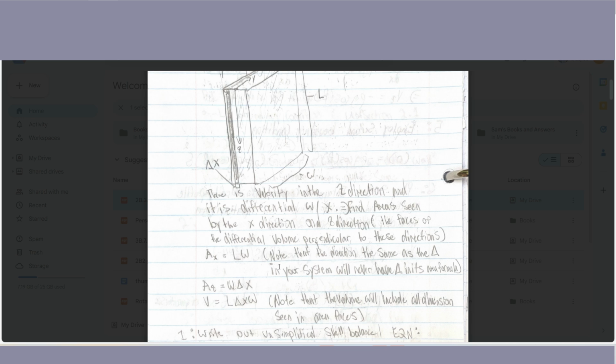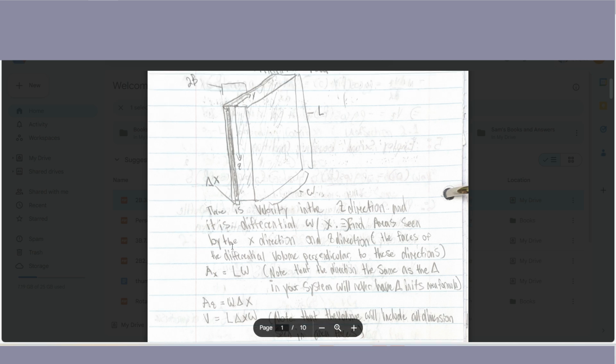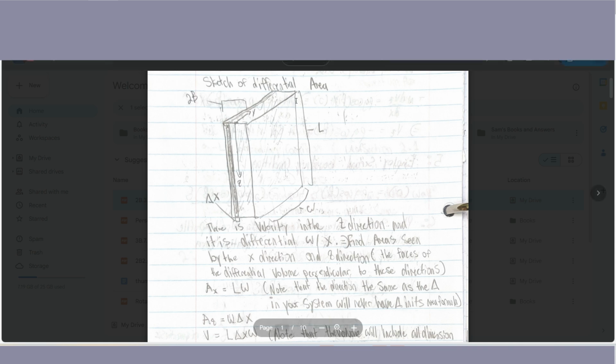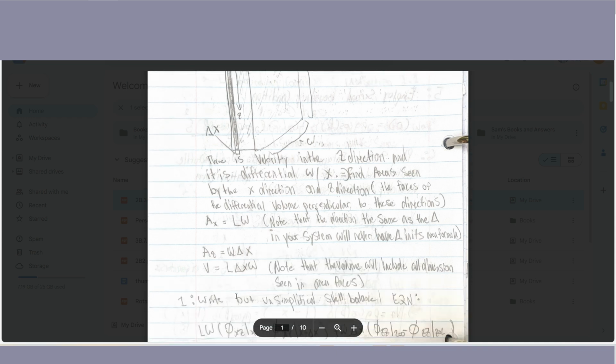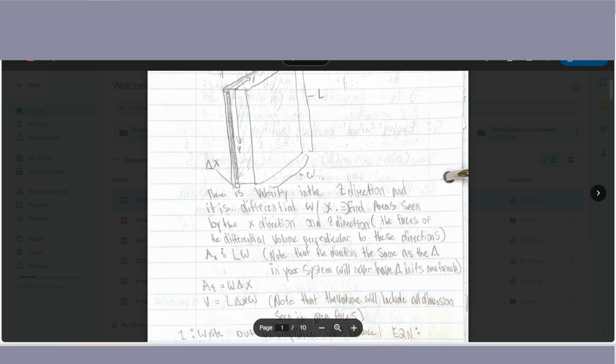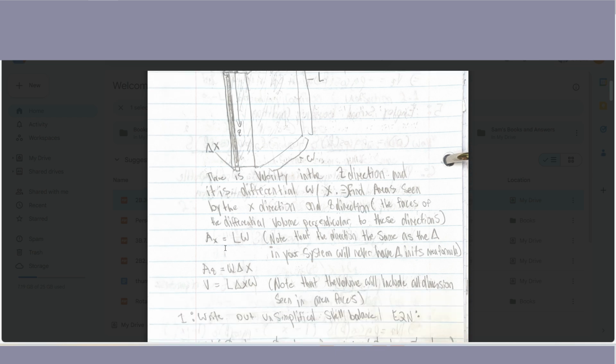The area perpendicular to the x direction would be this face here. That's just L times W. So AX equals L times W. And just as a sanity check, at least for these 3D rectangular shapes, if it's AX, it's never going to have its own dimension inside of it. The X is not going to have the X dimension, and the Z is not going to have the Z dimension.